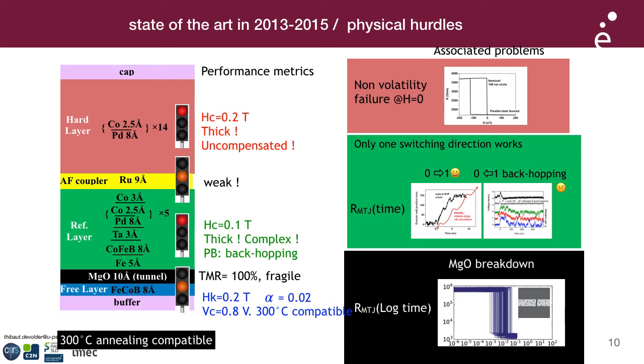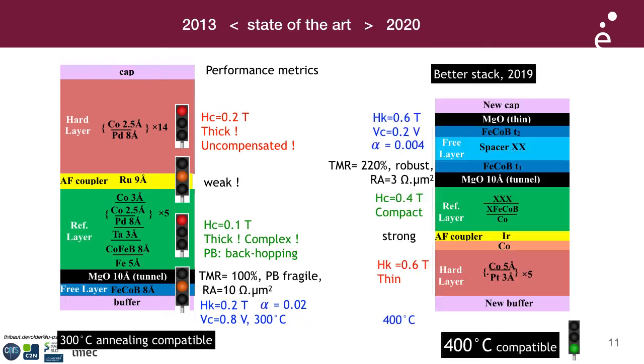Then another problem was that the reference layer was not stable enough. It was static for one switching direction, but not static for the other switching direction, which yielded a lot of problems of backhopping of the magnetization. And finally, the TMR junctions at that time were not strong enough, so they were fragile against dielectric breakdown. After using the memory for some time, the resistance was dropping to almost zero because the MgO barrier was destroyed. Okay. So a lot of problems have been solved, and a typical high-performing stack nowadays would look like this.